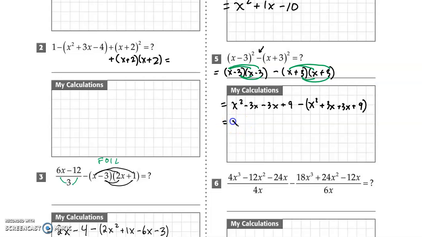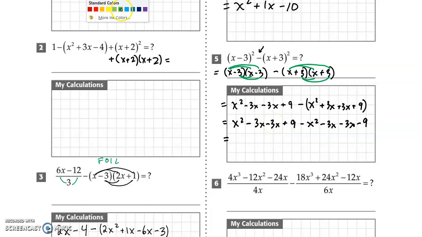And my next line, I'm not going to do any like terms yet. I could put those two negative 3x's together. I'm going to wait to do that all on the next line. So the negative is going to change all of these signs opposite to what they were. The fact that they were all positive makes them all negative. But if there was a negative in there, it would have become positive.